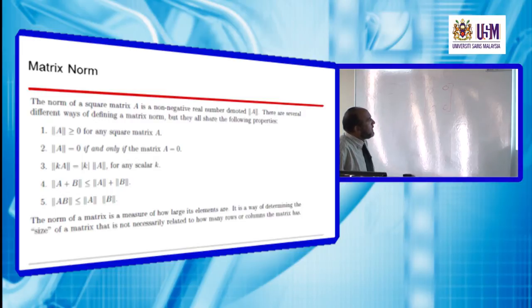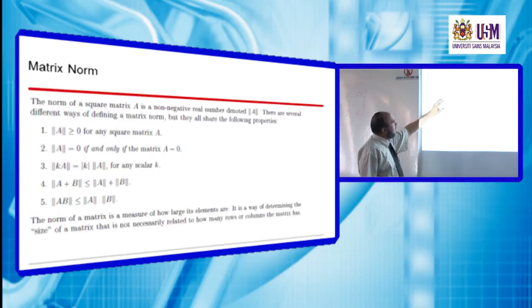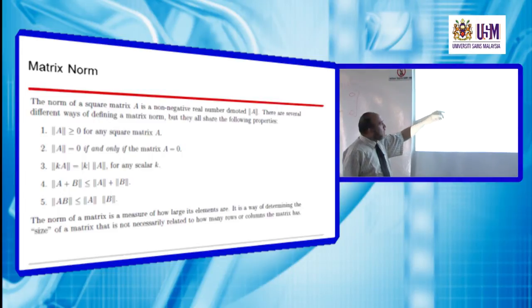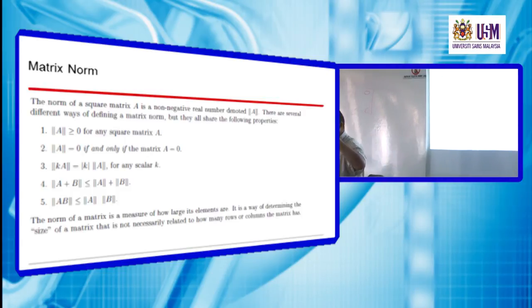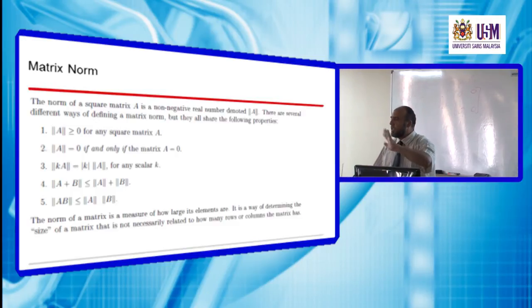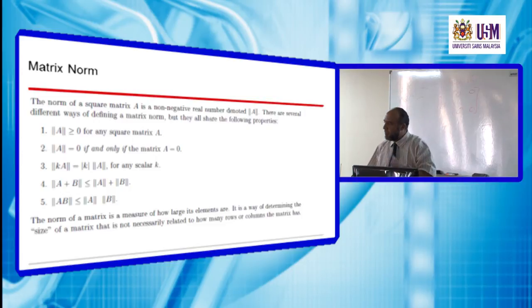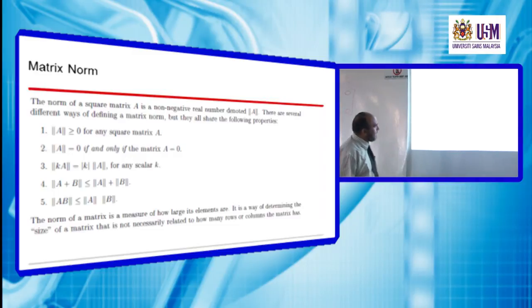The third one: the norm of multiplying a scalar K with a matrix equals the absolute value of the scalar, absolute meaning that we take the plus value, there is no negative. If I have a negative value, I will invert it to a plus value. So I'm taking the absolute value of the scalar times the norm of the matrix.